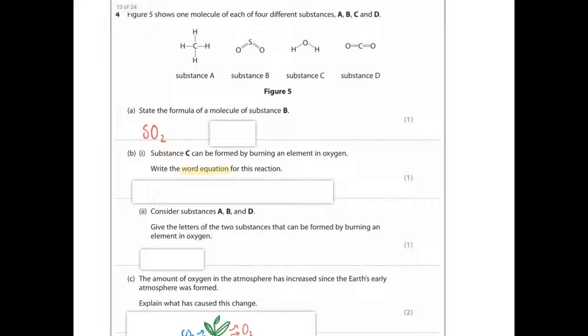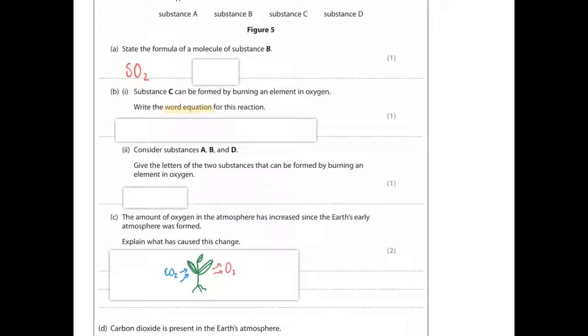As a general rule, oxygen never comes first in the compound, so you'd never do OH2, it would be H2O, this would be SO2, CO2, oxygen is never written first.